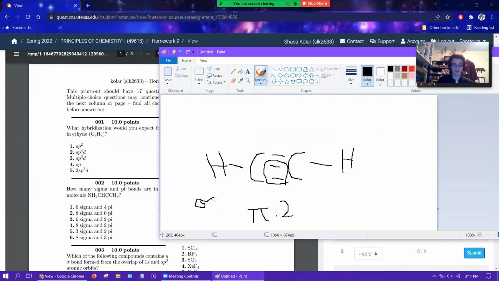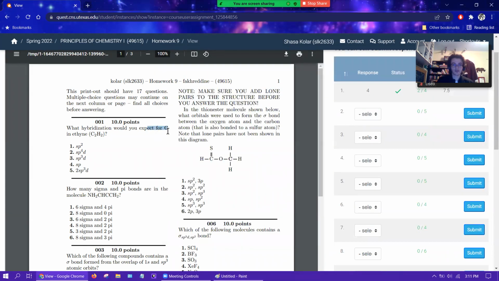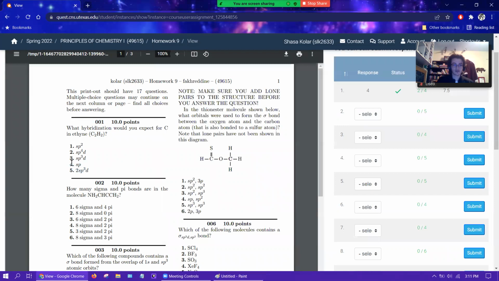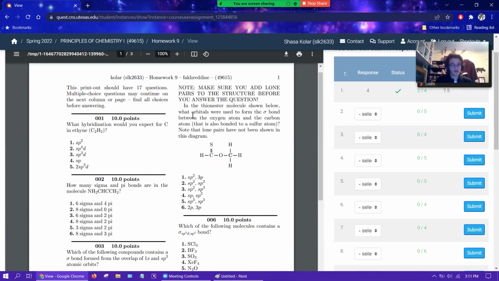However, we have 3 sigma bonds. That's a terrible sigma, but that's because it's in Paint. There we go. So we have 3 sigma bonds, but per carbon, we only have 2. That means that each carbon, since it's asking for C, would be sp hybridized. So that's our answer.